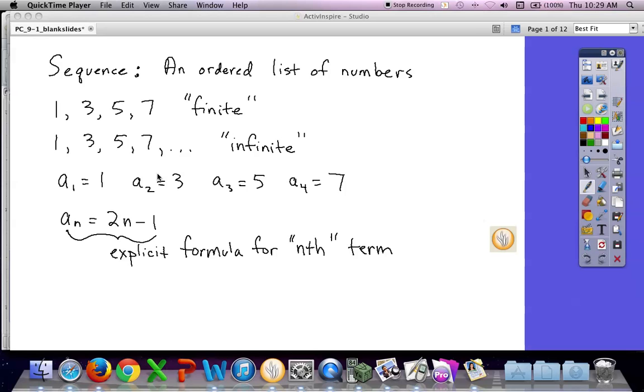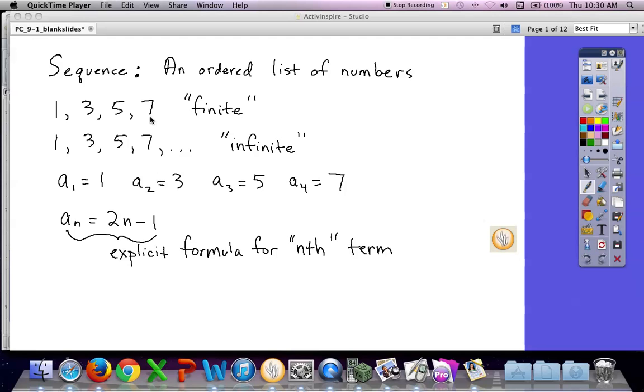Okay, so a sequence, which again, you've done this before, right? A sequence is an ordered list of numbers, right? Like 1, 3, 5, 7 is an ordered list of numbers. The ordered part means it makes a difference in which position the numbers are. 7, 5, 3, 1 is not the same sequence as 1, 3, 5, 7. Order is important, right? That's why we say an ordered list of numbers.